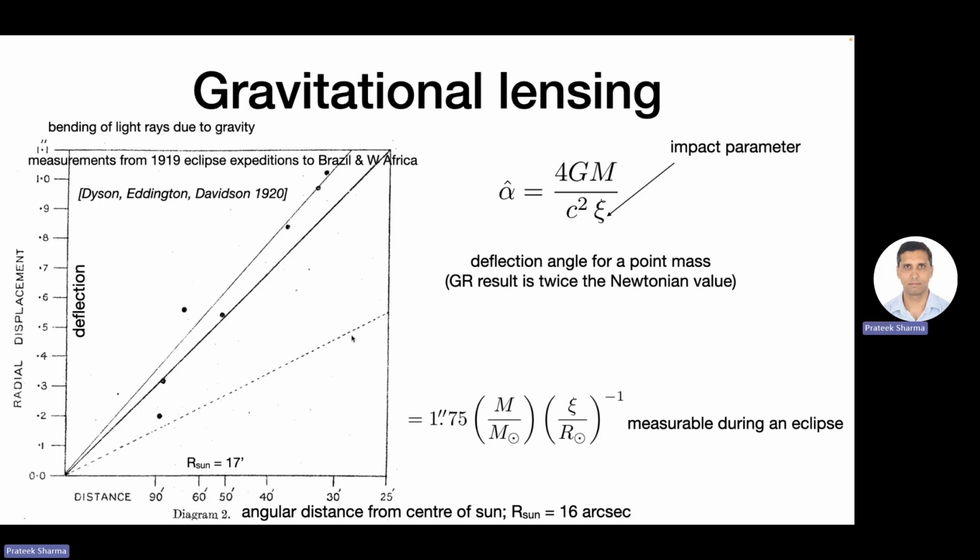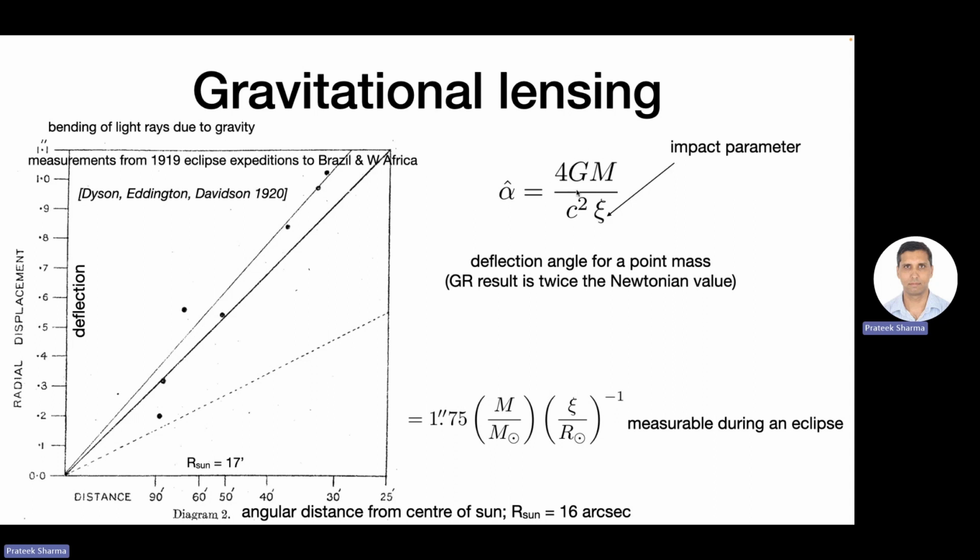I don't know about the three lines, but as I told you, there is a factor of two discrepancy between the GR result, which is given here. Alpha hat here is the deflection, the bending angle from the straight line. Xi here is the impact parameter. Basically, how far is the ray from the center of the sun? So this is the bending angle.